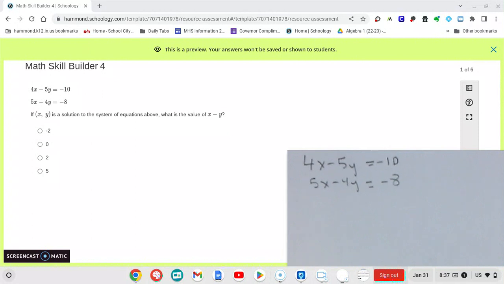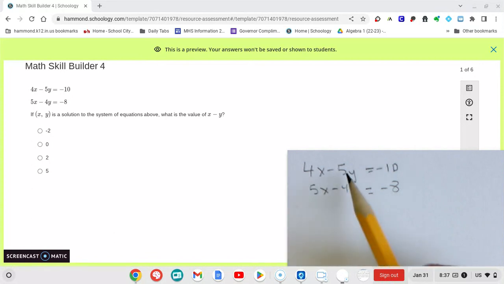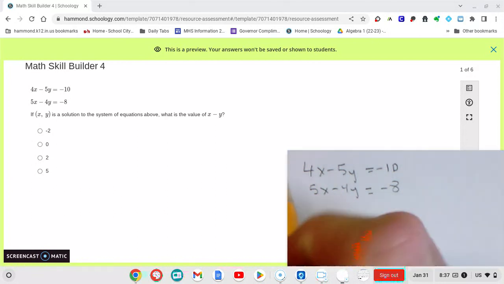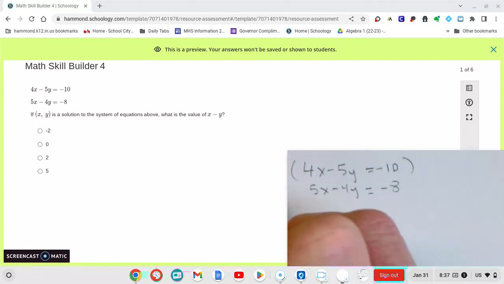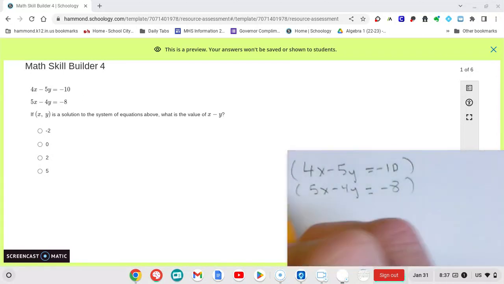So here's our two equations, and we can see that I don't have opposite coefficients. So I'm going to have to multiply or scale up both of these equations. You can pick either x or y to eliminate. The process is going to be pretty much the same. I'm going to go ahead and multiply the first equation by -4 and the second equation by 5.